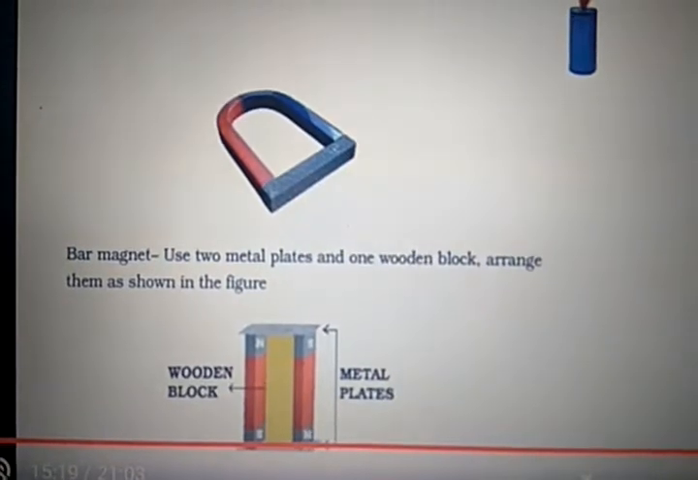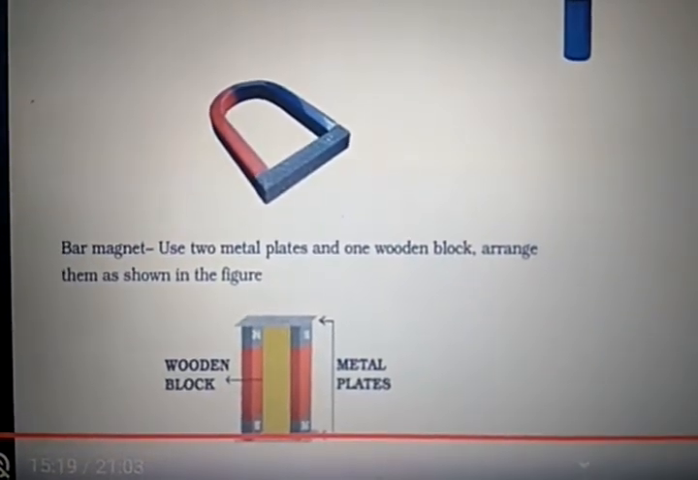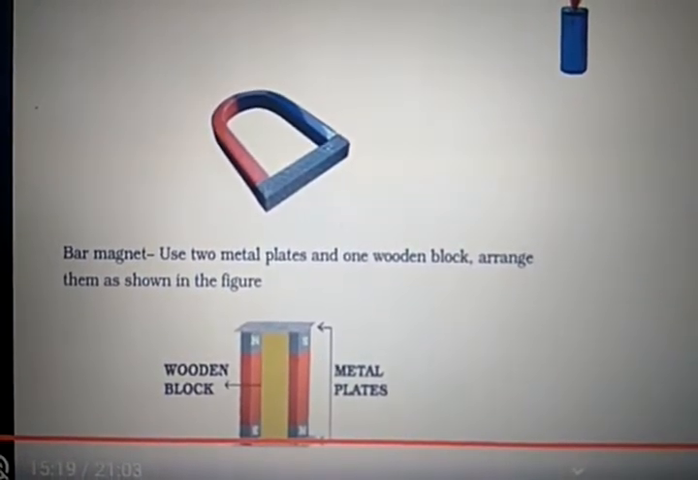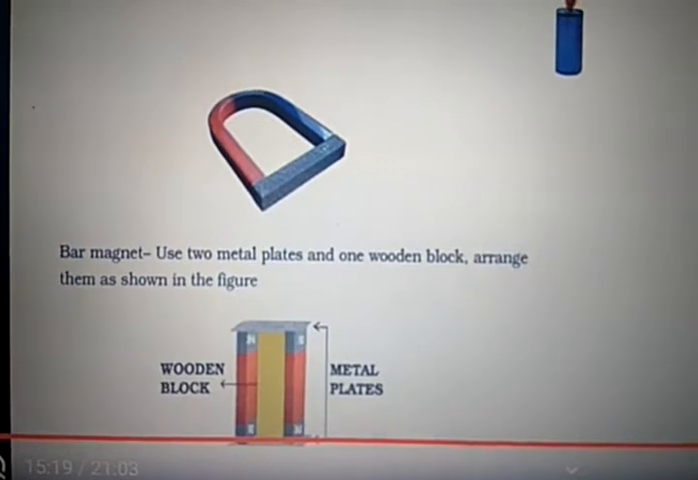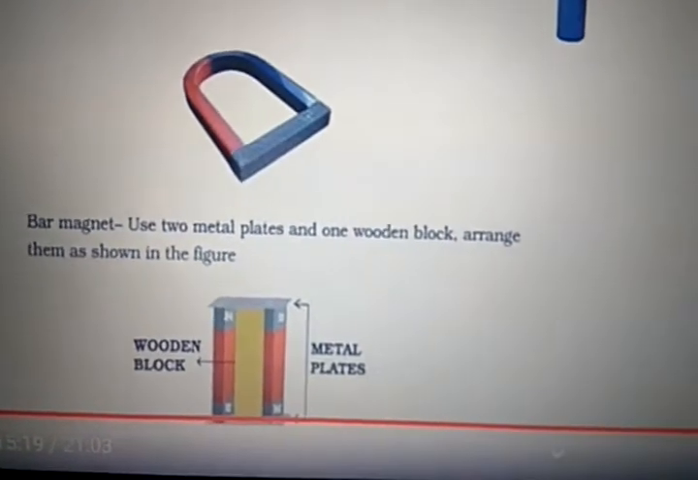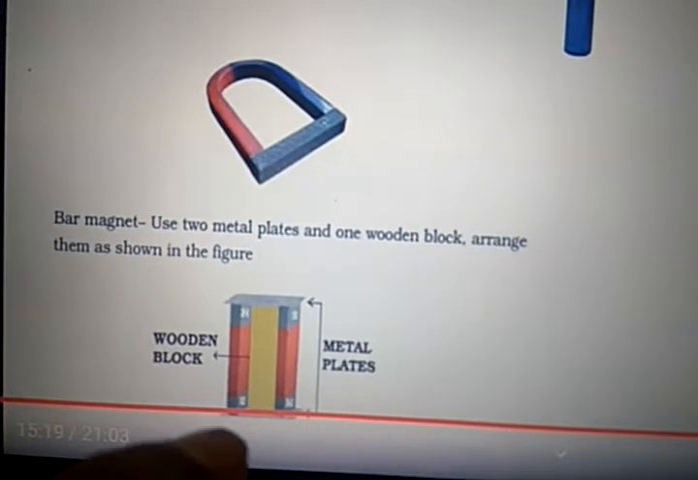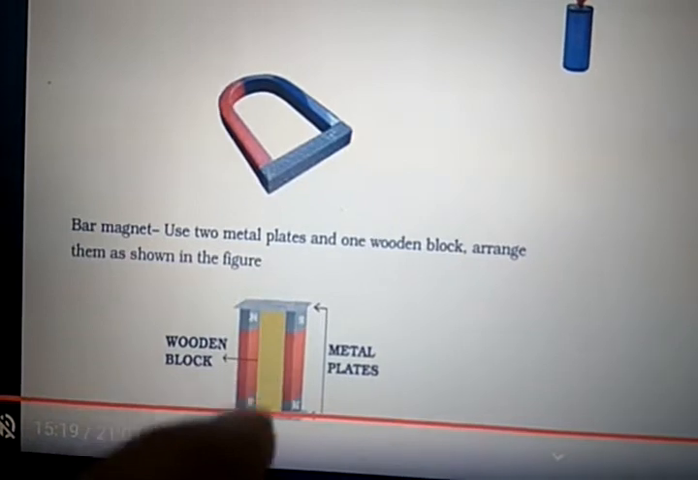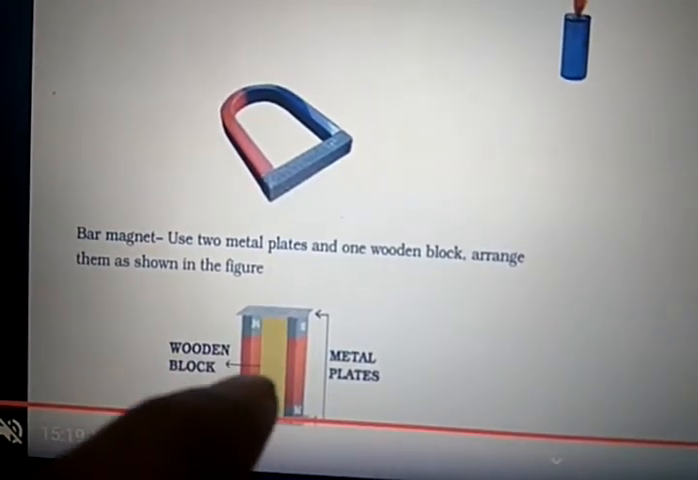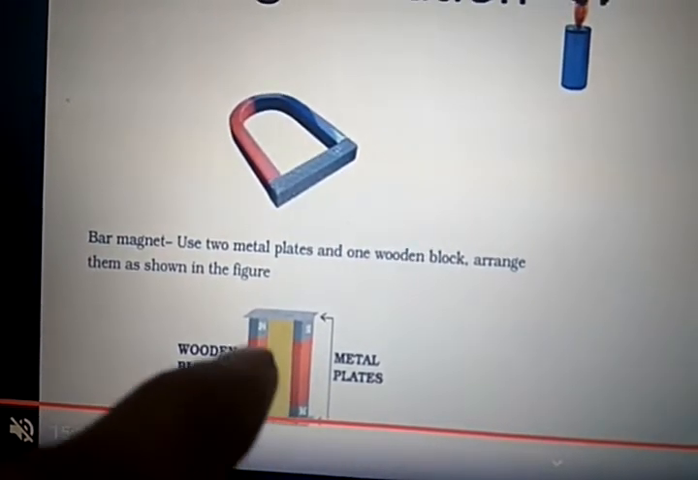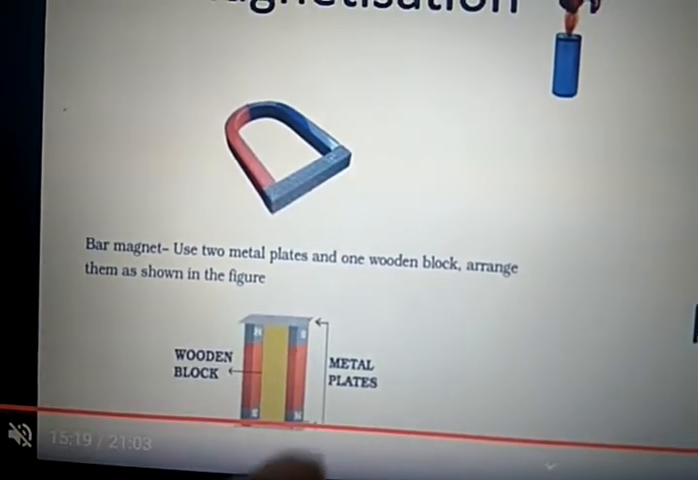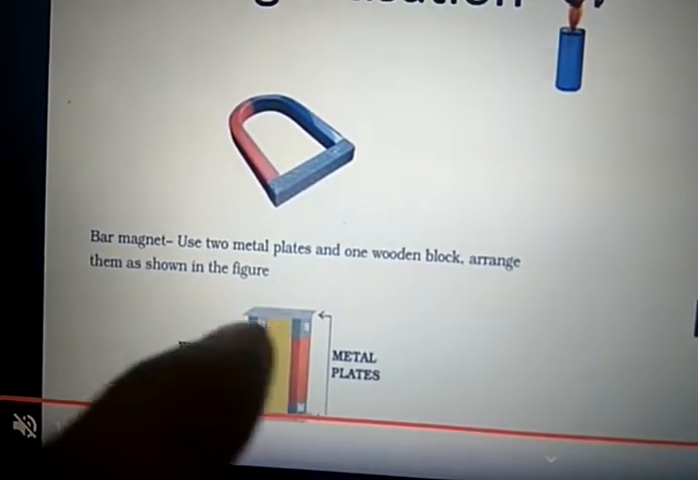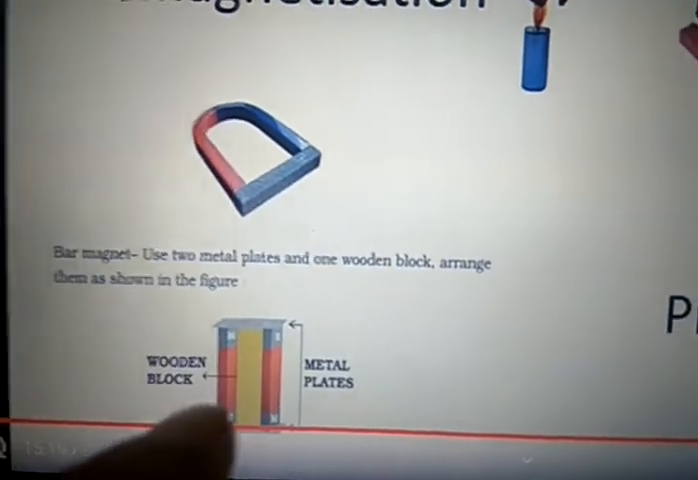You can keep a magnet for a long time this way. For bar magnets, use two metal plates and one wooden block. Arrange them as shown in the figure. See very carefully, north and south, one bar magnet is there. The other is a wooden block, yellow color, and here a metal plate is there. So north south, now another magnet you have to keep south north, meaning both the poles should be opposite, like this.